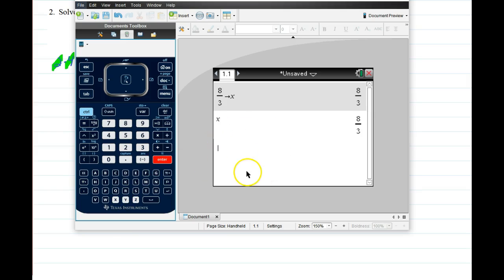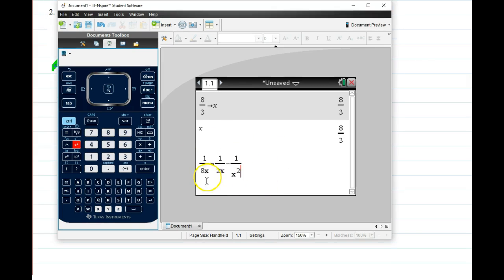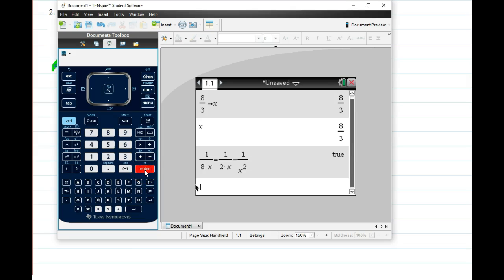And now I'm going to type in my equation that was given. So I typed in the problem, and now I'm going to hit enter. If 8/3 is really the solution, it'll say true.